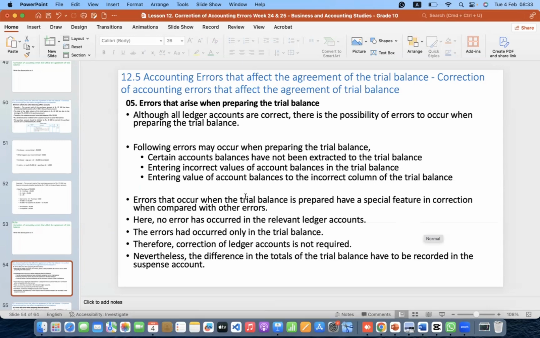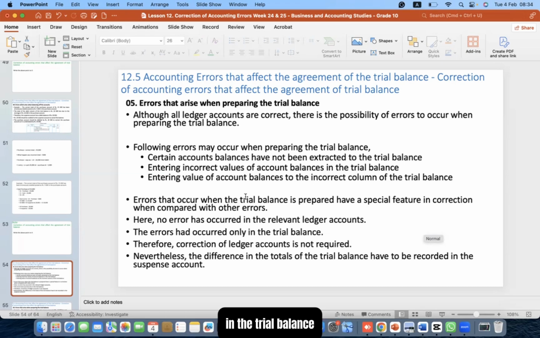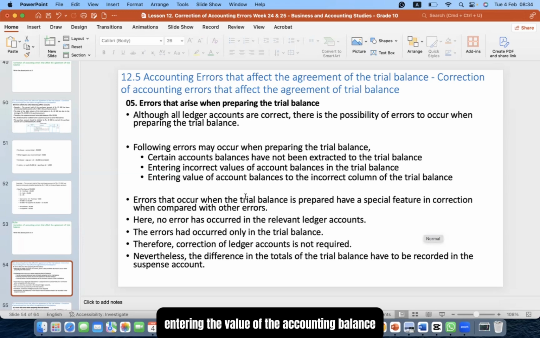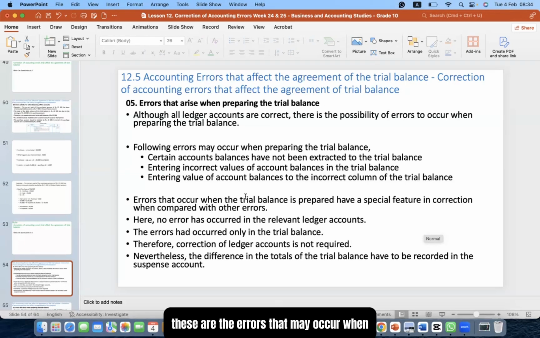Okay. Although all ledger accounts are correct, there is a possibility of errors occurring when preparing the trial balance. So all the ledger accounts are in order, but errors arise only when preparing the trial balance. The following errors may occur: certain account balances have not been extracted to the trial balance; entering an incorrect value of an account balance in the trial balance; entering the value of the account balance in the incorrect column of the trial balance. These are the errors that may occur when preparing the trial balance.